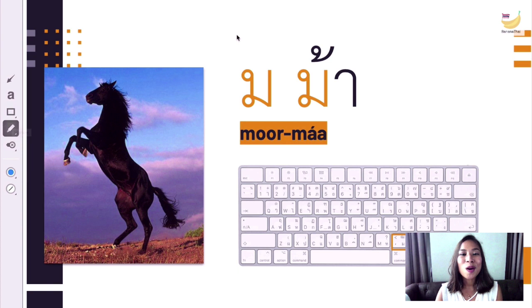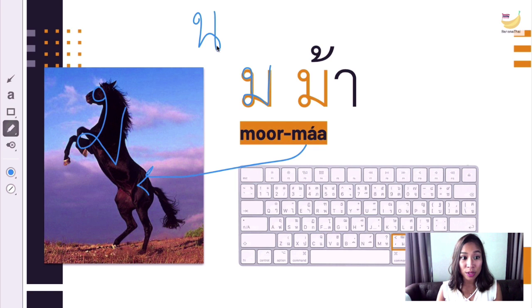Let's continue with the second part of the low class consonants. You already learned นอหนู, which should look like this. But this one looks similar, with the front leg instead of the back leg. So this one looks exactly like มอม้า, the m sound. ม้า means horse. So, มอม้า. Be careful: this is นอหนู, this is มอม้า, and มอม้า is here. มอม้า is one of the most commonly used consonants in the Thai language, so remember this one. Practice writing: head comes down with the front leg and up.